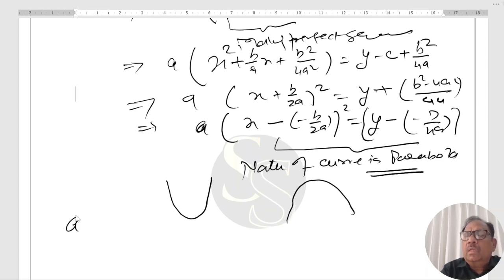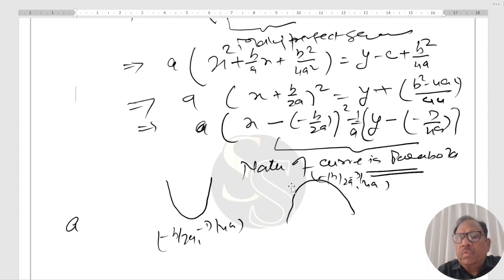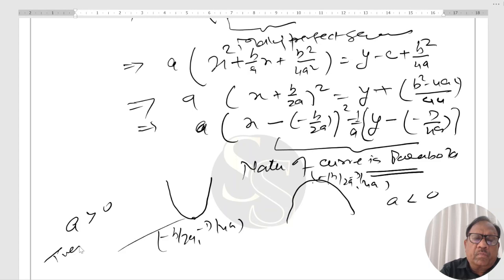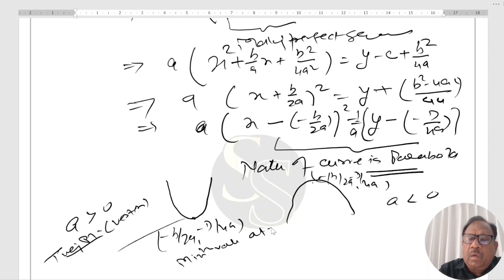Nature of curve means like this. If a is greater than 0, the vertex, or turning point, is at minus b upon 2a, minus d upon 4a. The nature of the curve is a parabola. In this case, this is the minimum value at x equal to minus b by 2a, equal to minus d upon 4a.